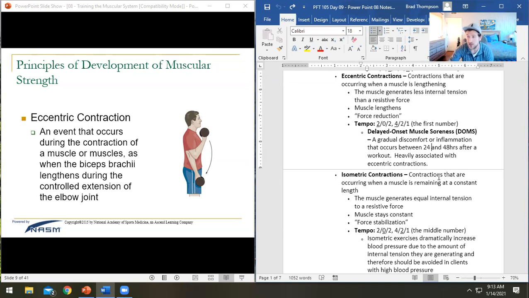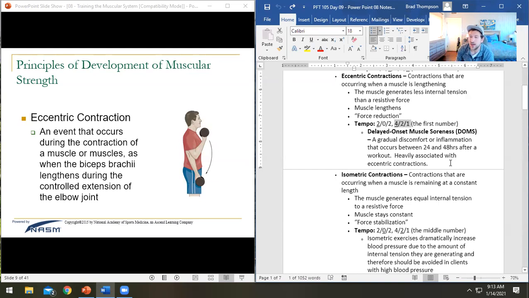Now, eccentric contractions, which we always put at the first number when we're labeling our tempo. Eccentric is always going to be the first number listed. So this indicates that it would be a 2 second eccentric and a 2 second concentric. And this one here indicates that it's a 4 second eccentric and a 1 second concentric. So Cody, that's actually kind of similar to the tempo you were talking about, where they go really slow on the way down, right?